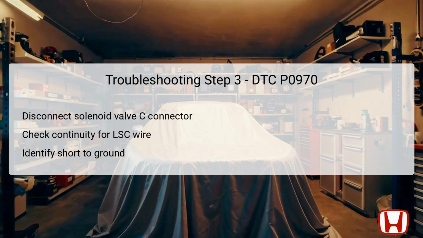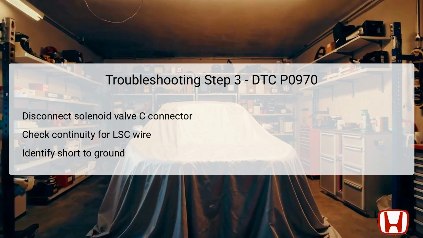For the third troubleshooting step, begin by disconnecting the AT clutch pressure control solenoid valve C2P connector. This is a crucial step because it allows for an isolated assessment of the solenoid's functionality without interference from other components. The next task is to check for continuity between the designated test points, which will tell you whether the LSC wire, an abbreviation for the low side control wire, is shorted to body ground. This test is done in off mode, ensuring no current flows through the circuit during your measurements.